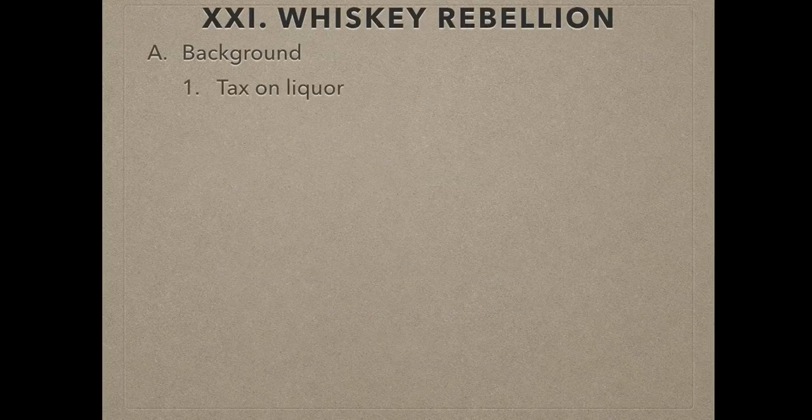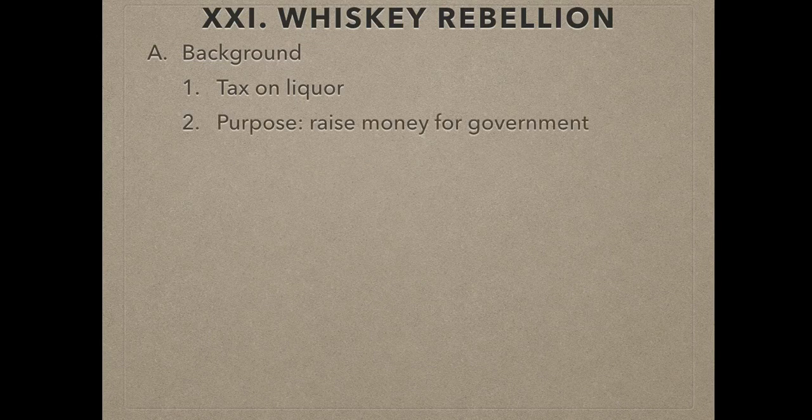Okay. Something else that's going to happen under the Washington administration is the Whiskey Rebellion, and I'll give you a minute to write this. If you're still writing, that's okay. I'm just going to talk about this a little bit. You don't have to write anything else here.